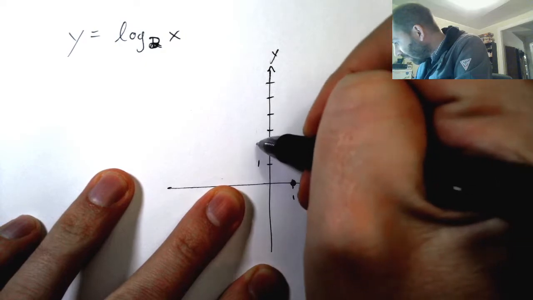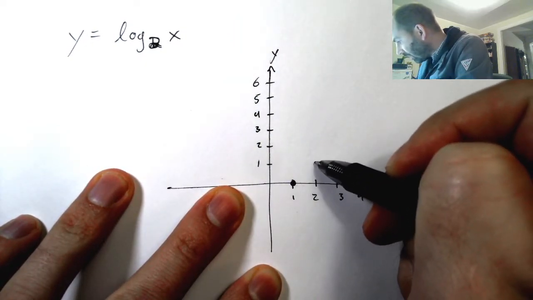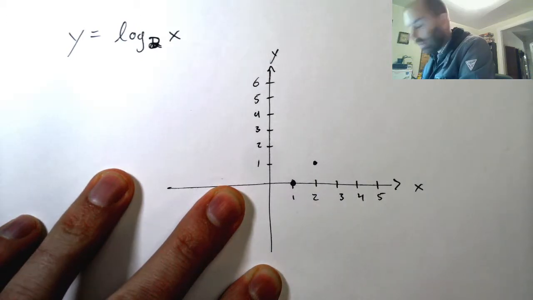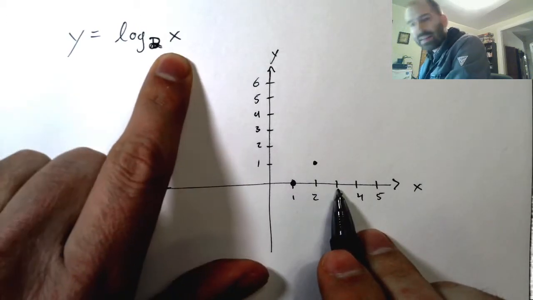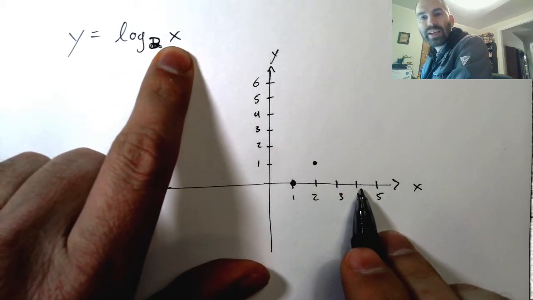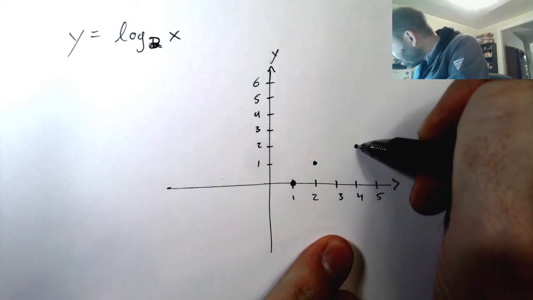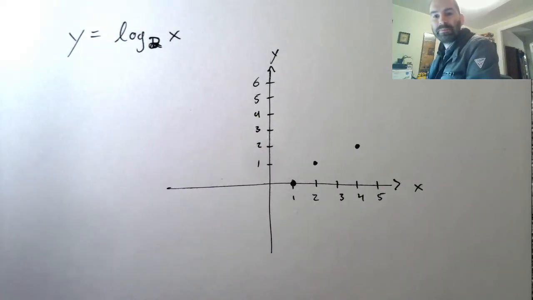The exponent on 2 that gives 2 is 1, so I have that value. 3, I don't think I can get a nice value for 3, but if I go to 4, what's log base 2 of 4? What's the exponent on 2 that gives 4? Well, it's 2. 2 squared is 4. So I see we have a value there.